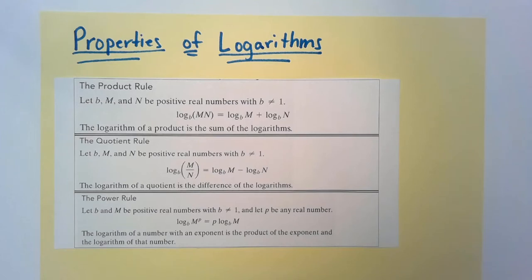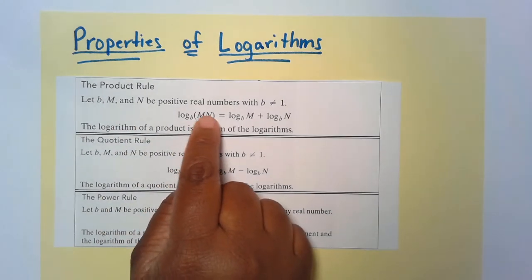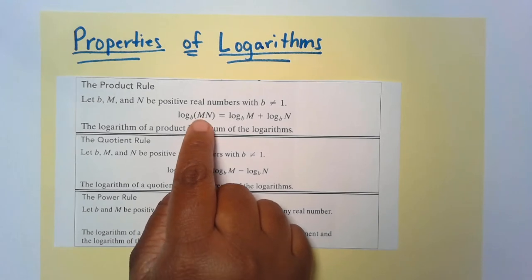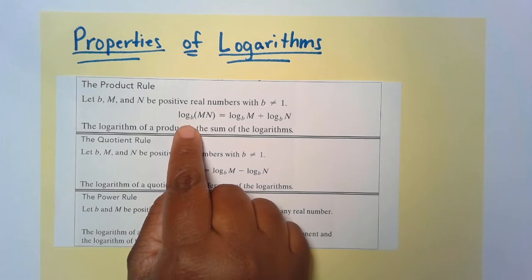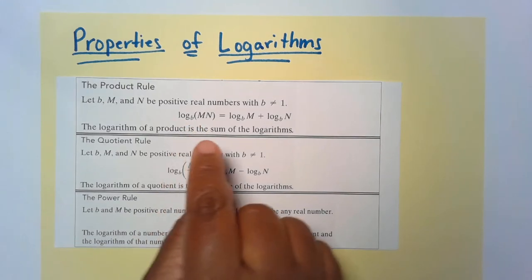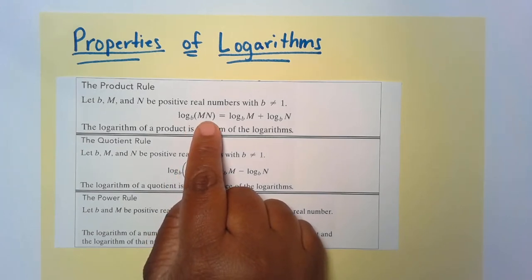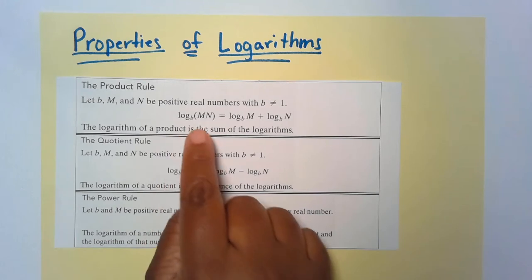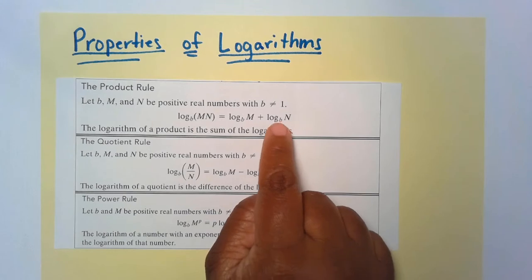The first property is called the product rule. First of all, we want to let the base b, and then the part of our log, we have m times n, those must be positive numbers. We remember our base cannot be 1, it has to be greater than 1, and it has to be positive. It says whenever you have the logarithm of a product, meaning we're multiplying two products here, we can expand this out to being the sum of the logs.